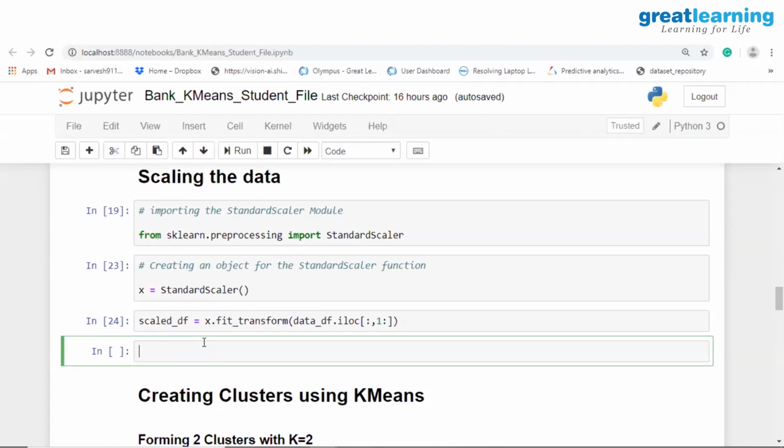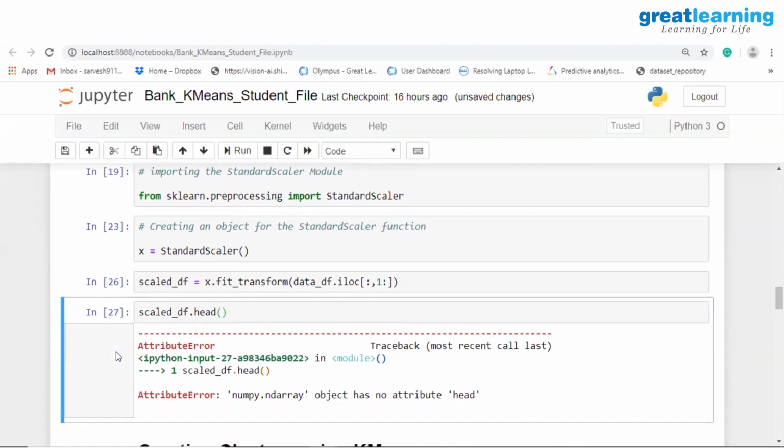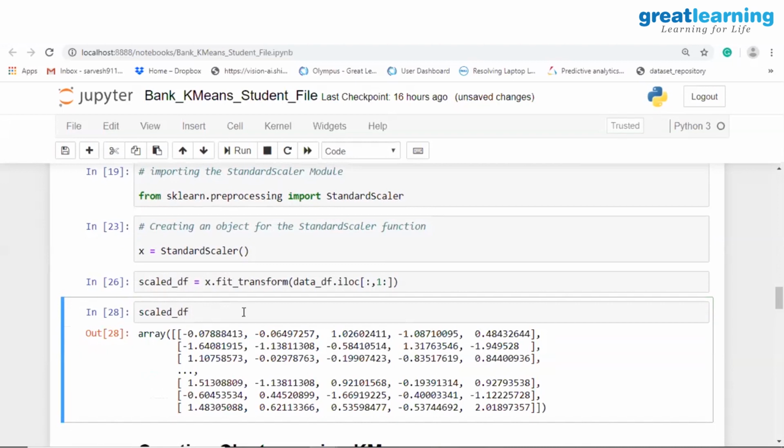Whenever I give the standard scaler kind of a function, I'm converting the data to new data, applying this formula, the standard scaler, and transforming it to new data. So now I have the scaled data set. Okay, it is an array.